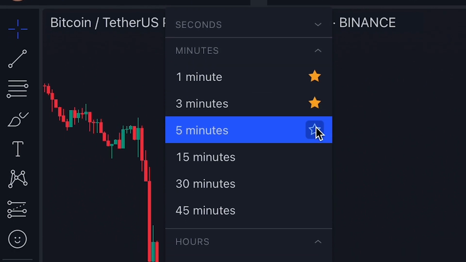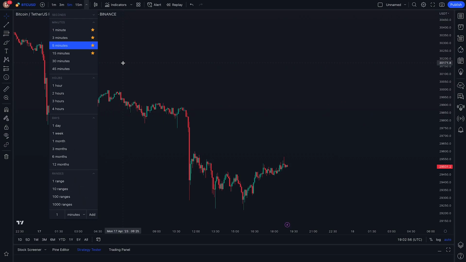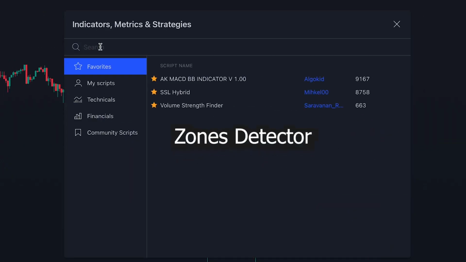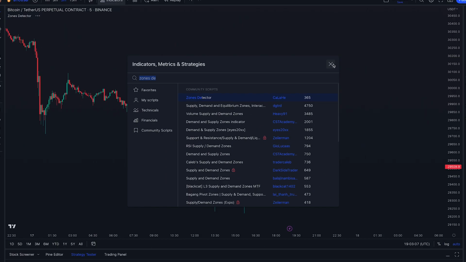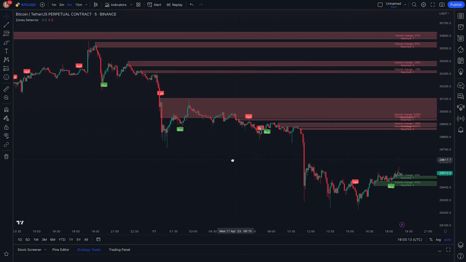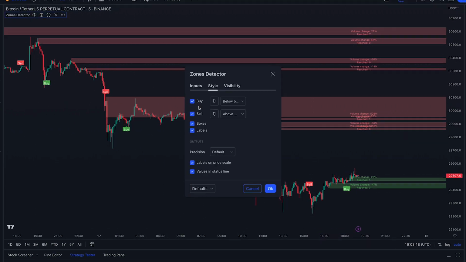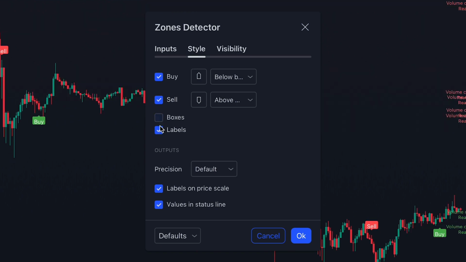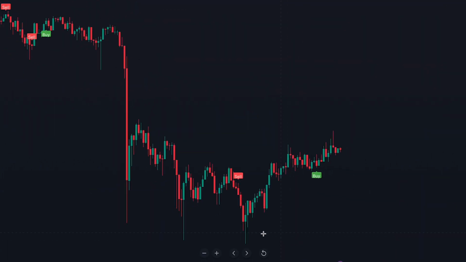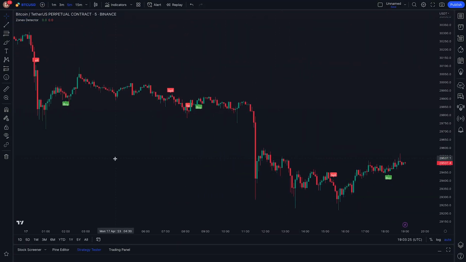15-minute timeframes. Let's start with the first indicator called Zones Detector by Kalati, which is primarily used to identify supply and demand zones in the market, although it is not necessary for our strategy. After going to the indicator settings and disabling zones in the style section, we can proceed to the next step.